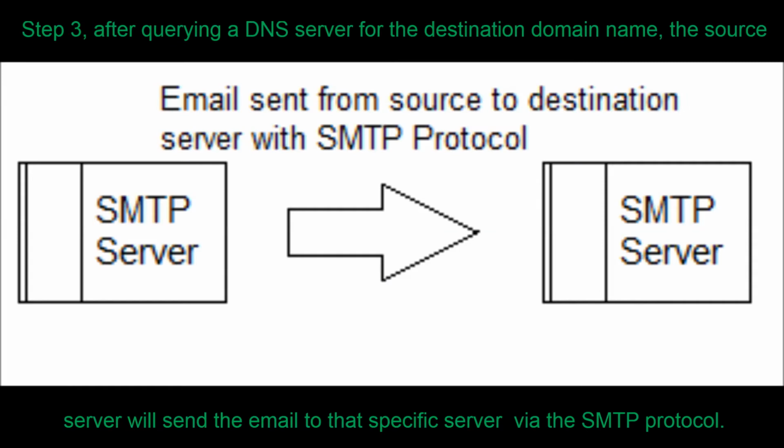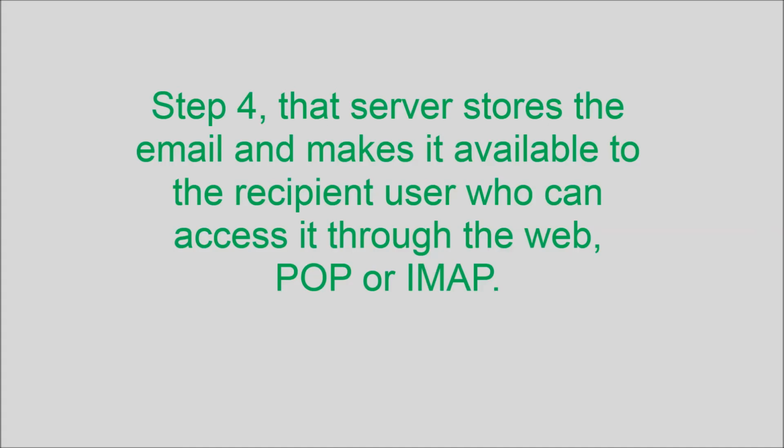Step 3, after querying a DNS server for the destination domain name, the source server will send the email to that specific server via the SMTP protocol. Step 4, that server stores the email and makes it available to the recipient user, who can access it through the web, POP or IMAP.